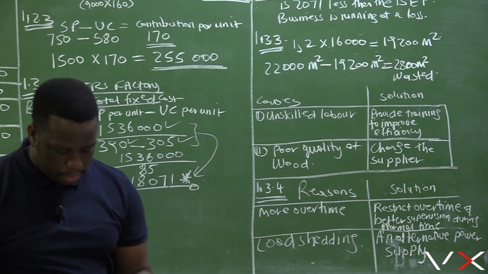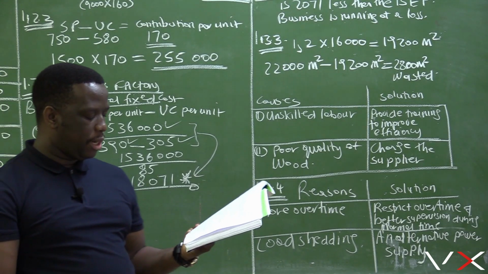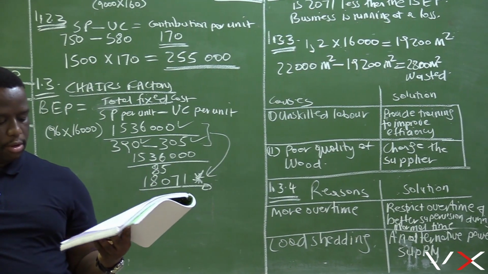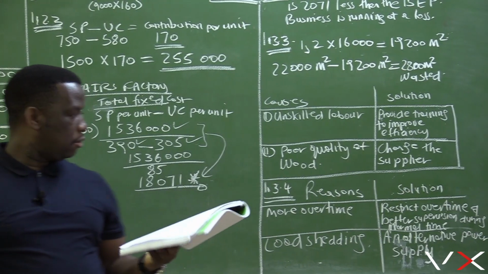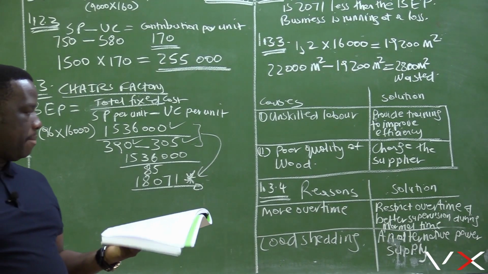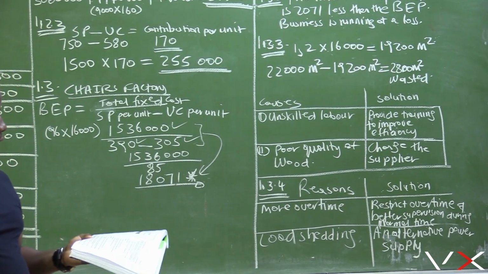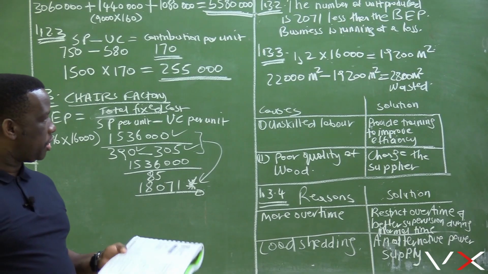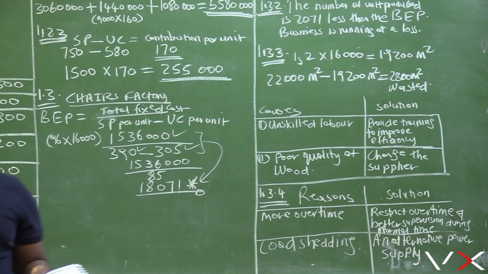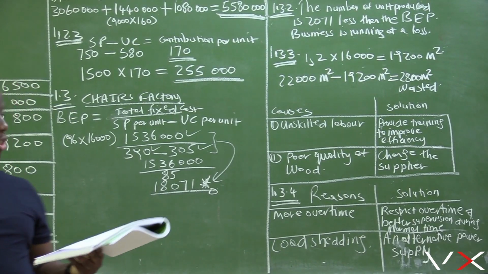So 1.3.4 was asking us to give 2 reasons for the increase in the direct labor cost, and we have provided those 2 reasons. There might be so many reasons, but we were required to only provide 2, and we only looked at overtime and load shedding. So this brings us to the end of question 1.